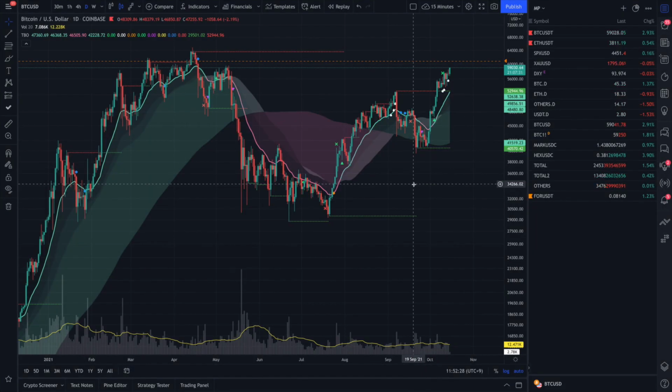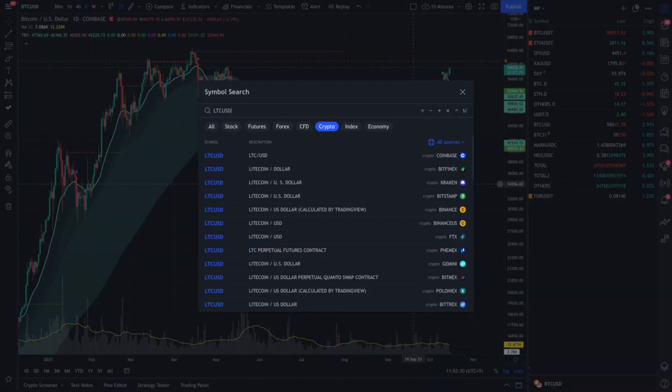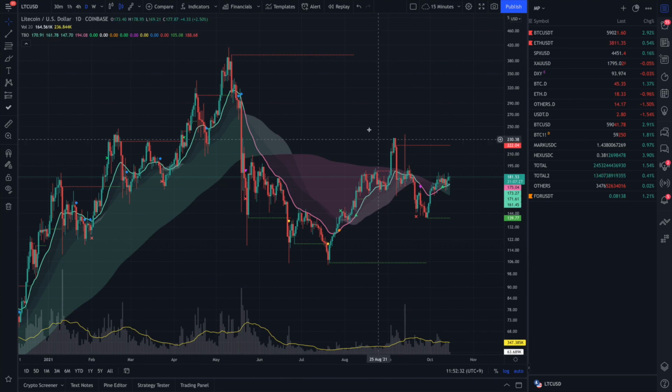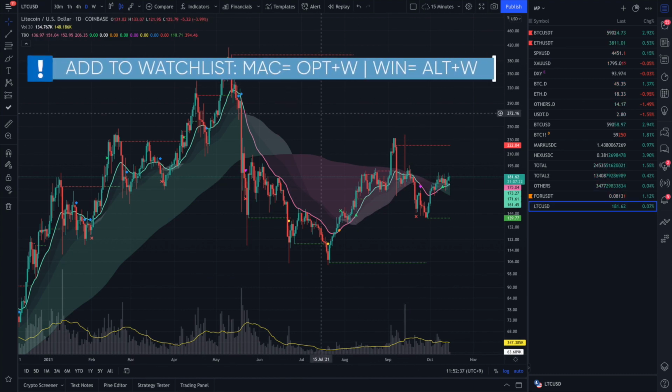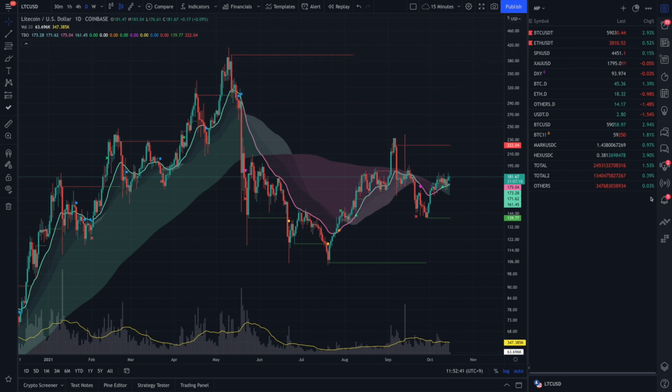I can also click on a chart, go to Litecoin on the USD chart on Coinbase, and hit Option W or Alt W on PC and add it to the watch list. If I don't like it anymore, just hit that little X on the right side.